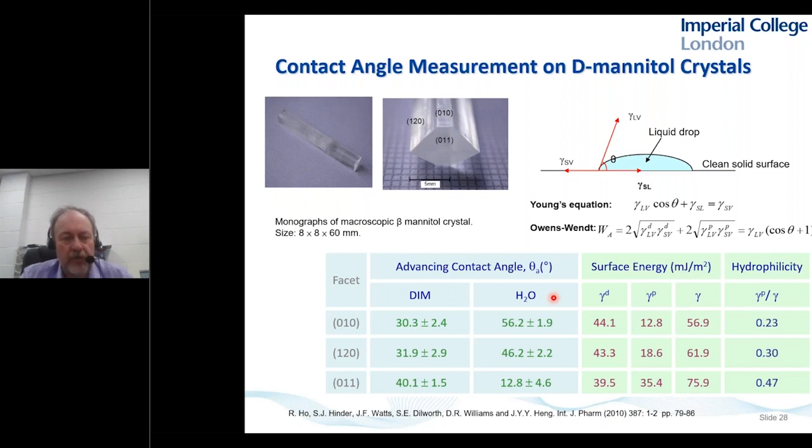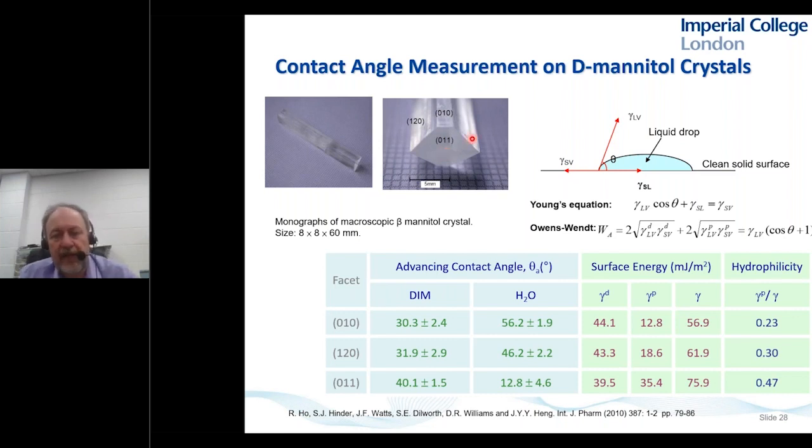So what I'd like you to note is the following: the diiodomethane ones for 010 and 120 are fairly similar, but for 011, quite different, a bit more hydrophobic at the end here. If I look at the water, you can see the water has contact angles of 56 on this surface, 46 here, but on this facet, 12. So for that to be true, there must be a lot more hydroxyl groups on this facet, because the hydroxyl groups in the mannitol are what give us the small contact angles.